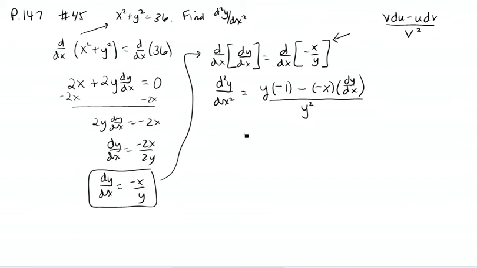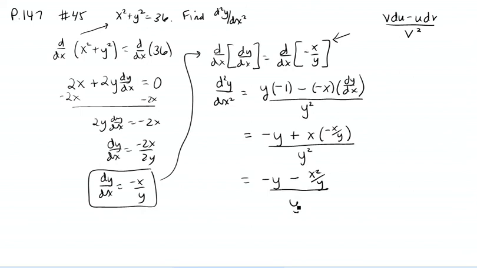All right, I'm going to clean that up a little bit. So this first part, y times negative 1, I'll just write negative y. This part here, I'm going to write positive x times, and then this says dy dx. So I go back and look. Well, what's dy dx? It's negative x over y. So I make that substitution. And then y squared on the bottom. Okay, let's clean up a little bit more. So now I have negative y, and then it looks like I'd have a negative x squared over y squared.